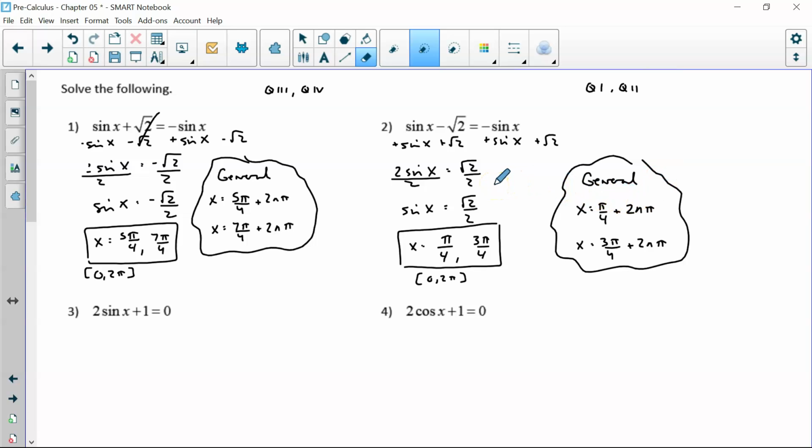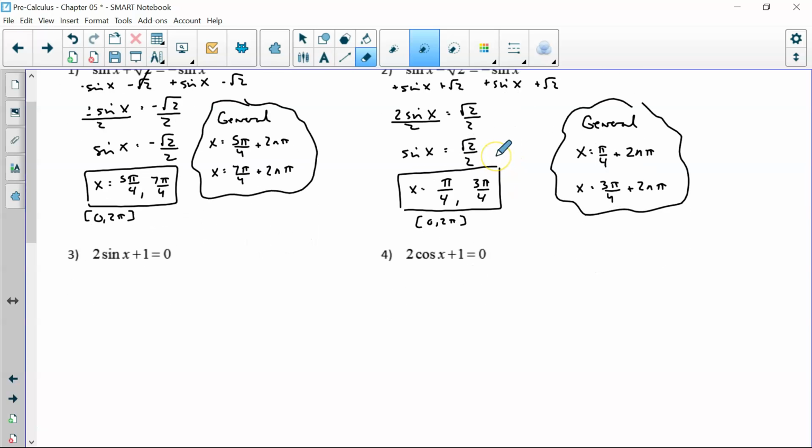Let's keep working with these. You'll see some similarities. Number 3. We want to isolate that sine. So we're going to subtract 1 from both sides. 2 sine of x equals negative 1. Divide both sides by 2. So the sine of x equals negative 1/2.